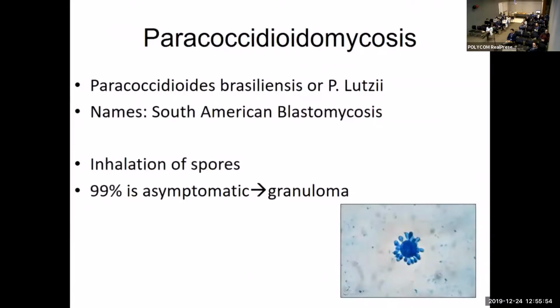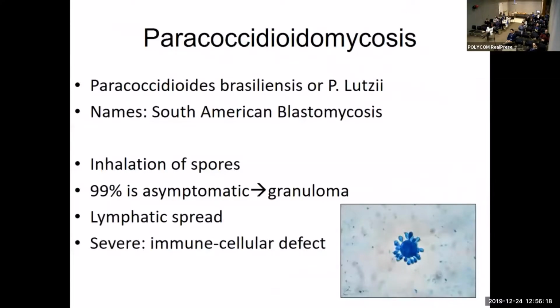Important things, 99% of this disease is just a granuloma. Like you do a chest x-ray, patient is coming from Brazil, you see a granuloma, you think that is TB, you do a quantiferon, the quantiferon comes back negative. What could it be? It could be this, could be histo. So most of the patients don't present anything.